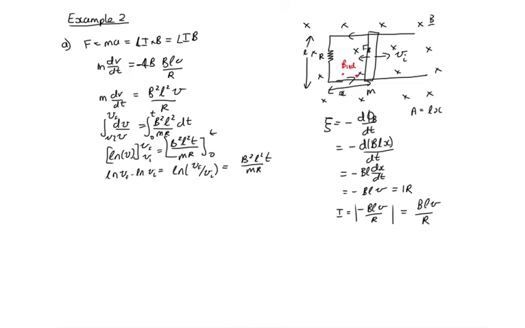And we're trying to get an expression for vf. So in order to do that, we can do vf on vi is equal to e. Sorry, I dropped my minus sign. I had it here. We need the minus signs. So that's e to the minus B squared l squared t over mR. And so vf is equal to vi times e to the minus B squared l squared t over mR. So we've now derived an expression for the final velocity, which is what we were asked for.